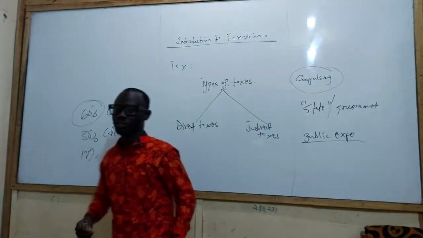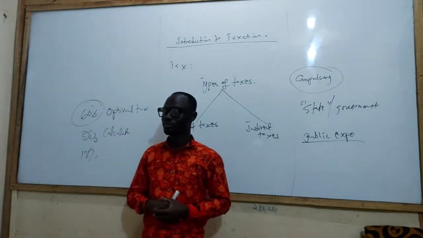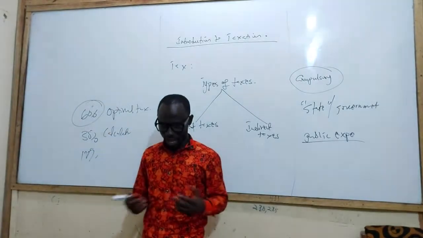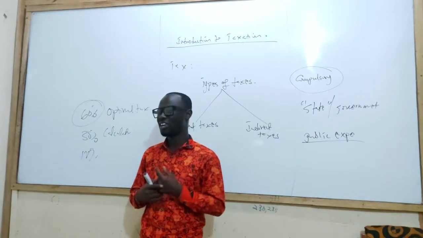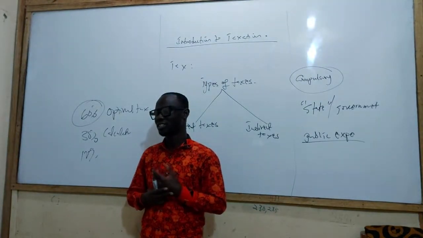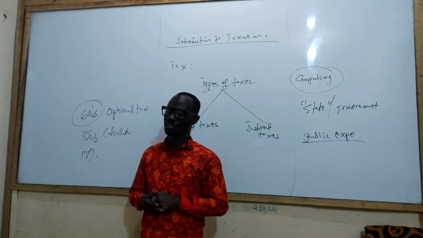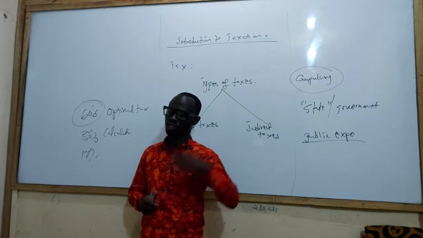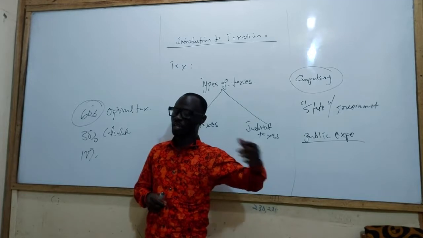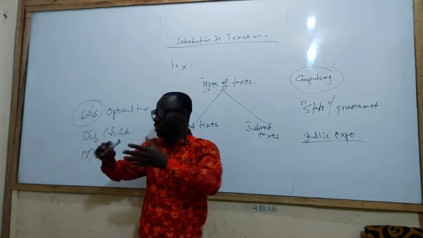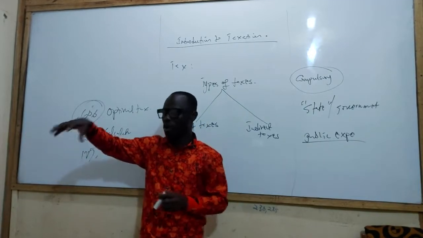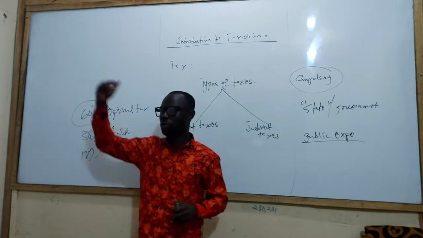Taxes that are imposed directly on the individual. When you say directly on the individual, what does it mean? It means with those ones you cannot shift it to somebody else. So direct taxes, in simple language, are taxes imposed on the income of individuals or companies which cannot be shifted.